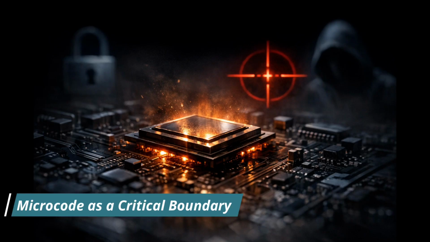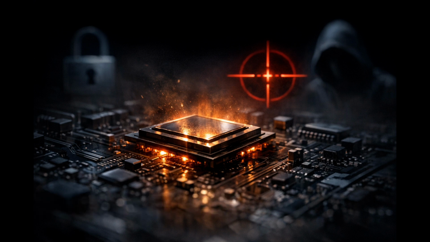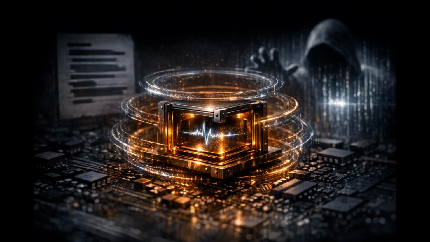Microcode is powerful. It can change how the CPU behaves at its deepest level. This makes it a security boundary, a weak point, a target. A flaw in microcode can compromise the entire system. This is why microcode is encrypted. This is why it is signed. This is why it is rarely documented. Microcode is the CPU's most closely guarded secret.